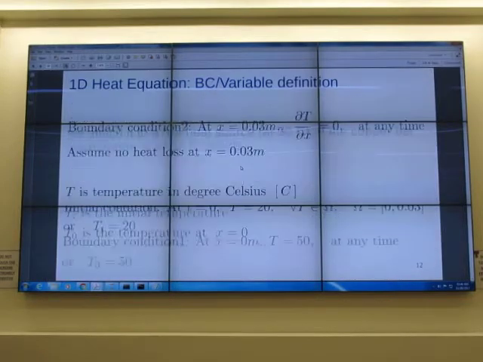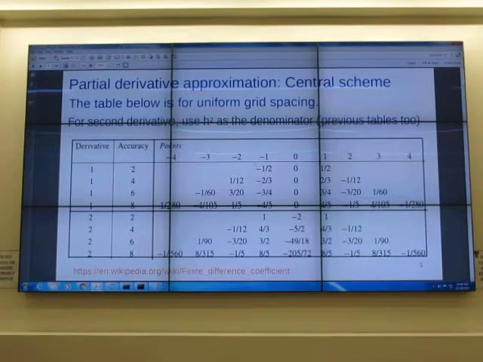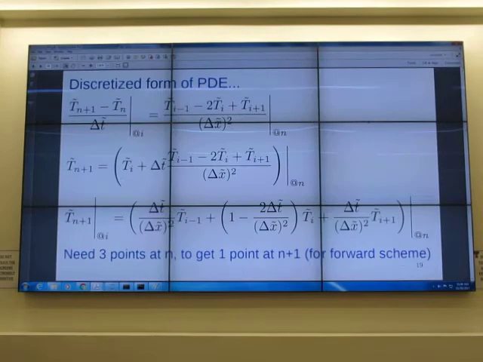If you recall, we have this kind of formula for the second derivative, 3 point: 1, minus 2, and 1, divided by delta x squared. So just use that table. Substitute the values, and we get this.